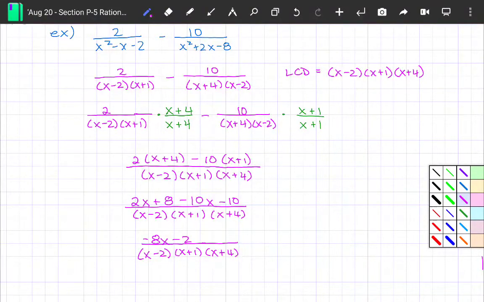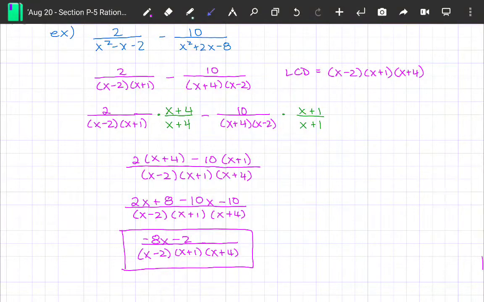Restrictions. What restrictions do I need? If you were thinking none, you would be right. I didn't lose anything from the denominator again. It's all in there since I didn't cancel anything out. I had an x minus 2, an x plus 1, but that's still in there. I had an x plus 4, x minus 2, but that's still in there, so no restrictions.